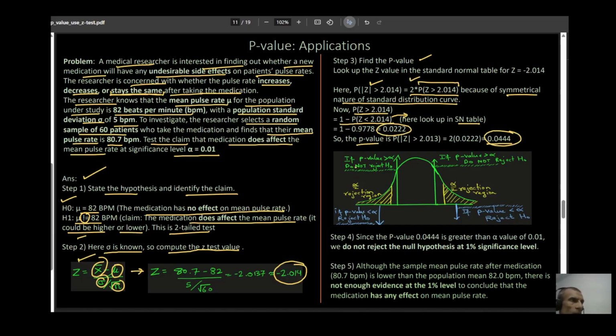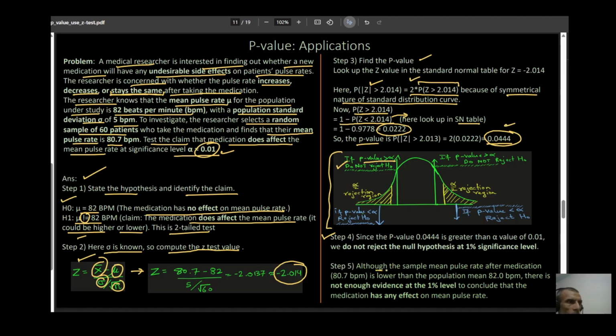All right, so now I've just used this little diagram to aid me in deciding whether I should reject or not. So if my p-value is greater than alpha, now what is my alpha in this case? My alpha in this case is 0.01, and my p-value came out to be 0.0444. So in this case, your p-value is greater than alpha. In this case, you are not going to reject your null hypothesis. So that is my step 4 right here. My p-value is this right here, and my alpha is right here.